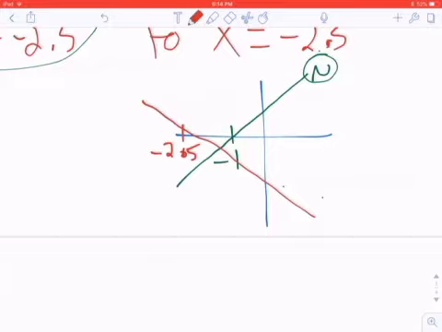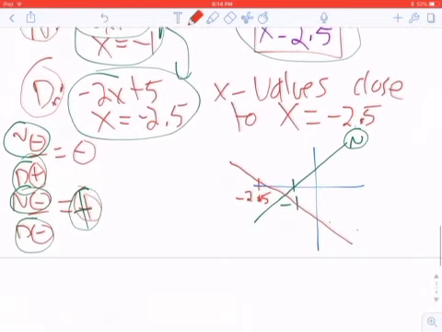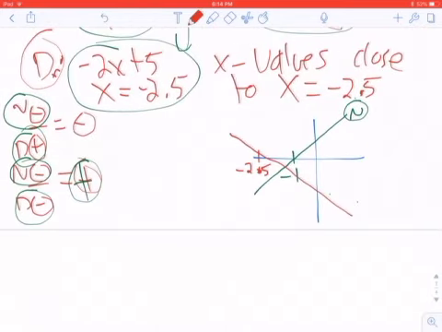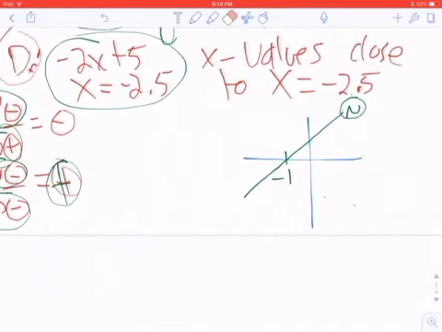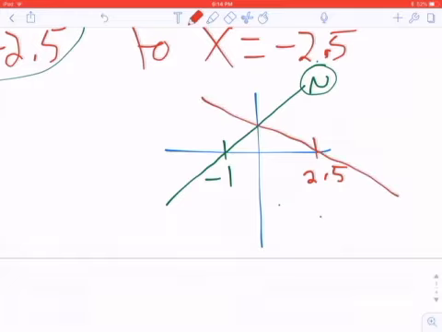Does that make sense, folks? So I've got, oh, whoops, positive 2.5. That makes more sense. I said negative, but in fact it was a positive. So I have to go over here to 2.5, and it's sloping down, like so. Okay, and that's the denominator, sorry.